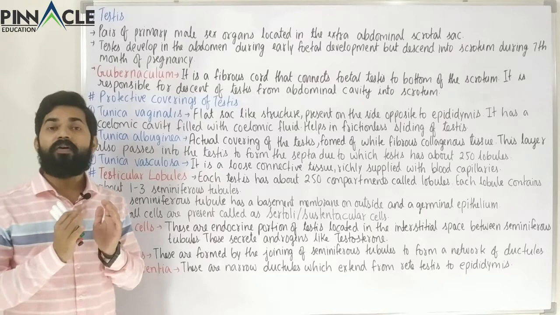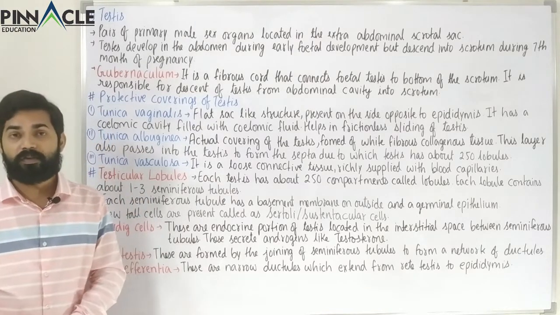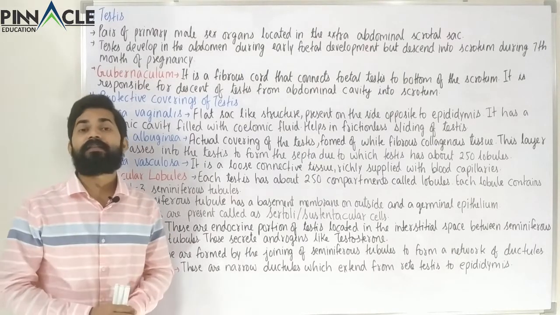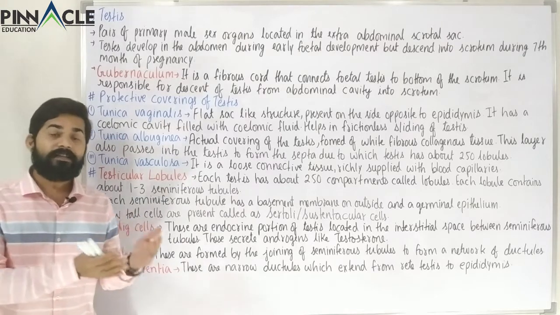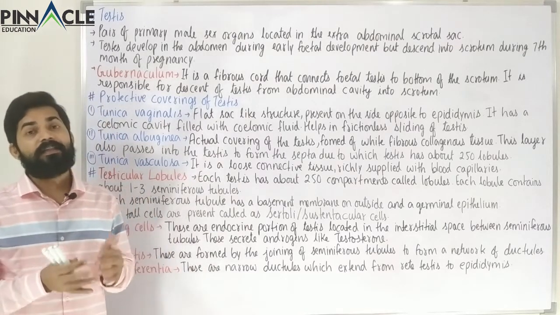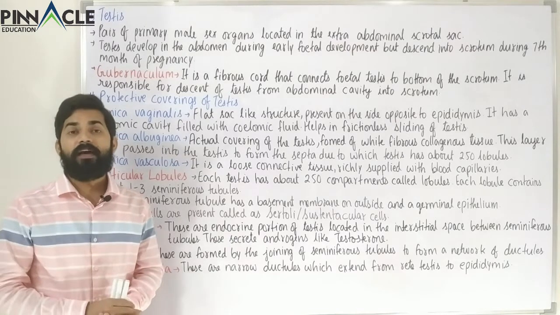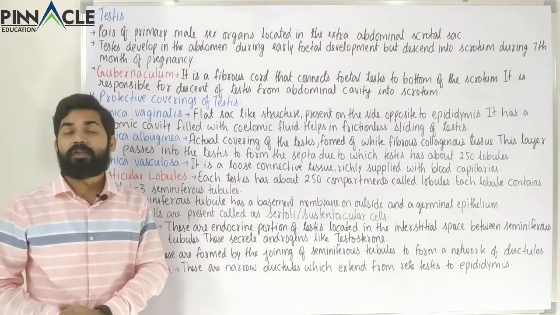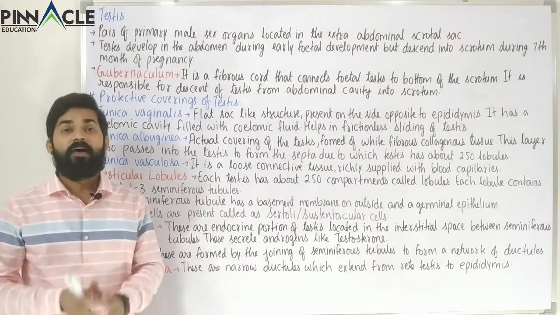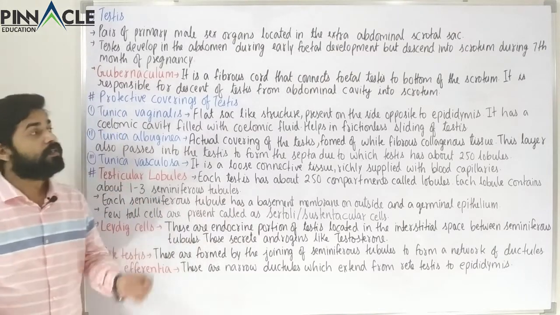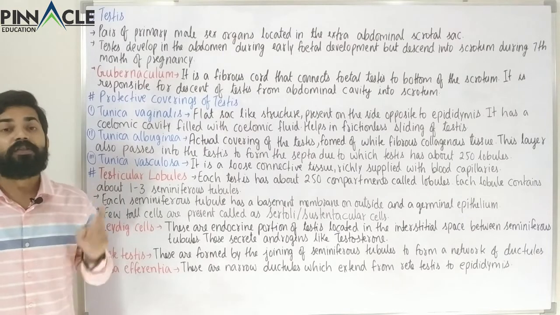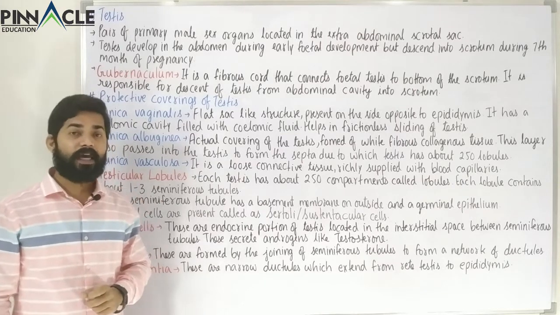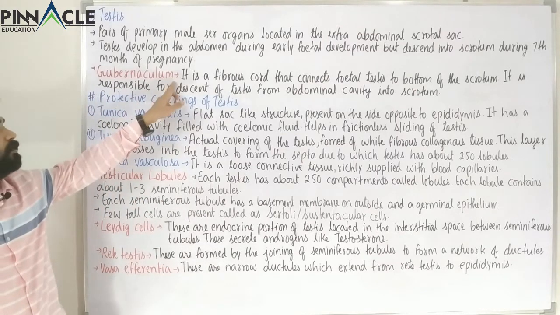Now the testes are not in the scrotum from the beginning. They develop in the lower abdominal cavity. When the fetus is in its initial phase of development, that is, in the initial months of pregnancy, the testis in the fetus develops in the lower abdominal cavity, and from there the testis descends into the scrotum in the 7th month of pregnancy, or the 7th month of development of the fetus. So the testis descends into the scrotum. It is not formed in the scrotum, but it is formed in the lower abdominal cavity. Now we have to study something called the gubernaculum.